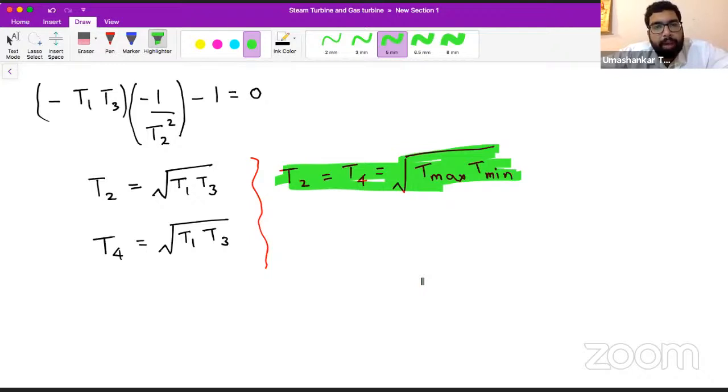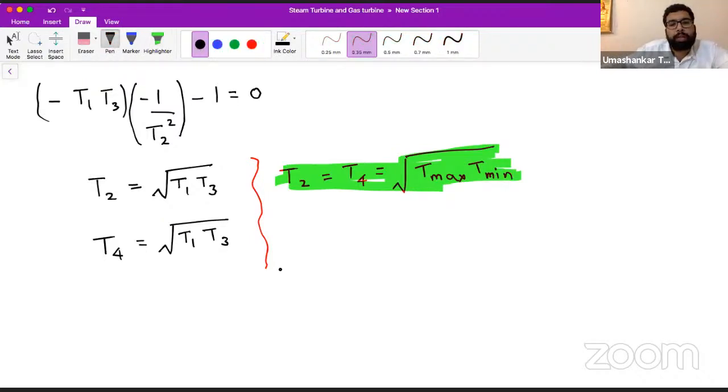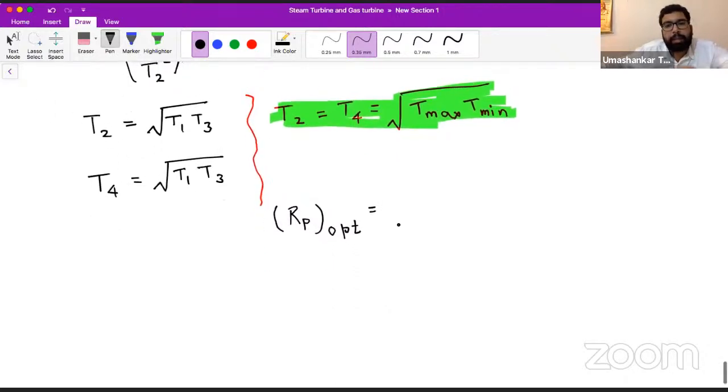Maximum possible work output out of our ideal Brayton cycle. Now, if you have calculated it, you can also calculate the optimum pressure ratio. Optimum pressure ratio means what? The one at which we are getting our maximum work output.